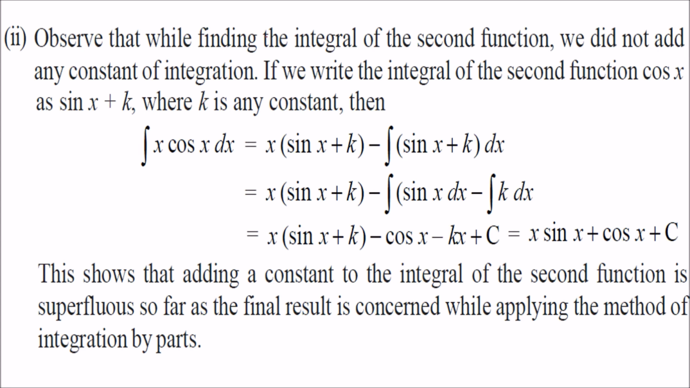And while we are doing the integral, we did not add any constant of integration, as you saw, because if we add the constant of integration, if you rewrite the second function cos x as just sin x plus k, even if you have any constant, it will already be superfluous. The second function will have a constant that will be superfluous. So as far as the final result is concerned while applying the method of integration by parts, this simply shows that adding a constant to the integration of the second function is not worthy.